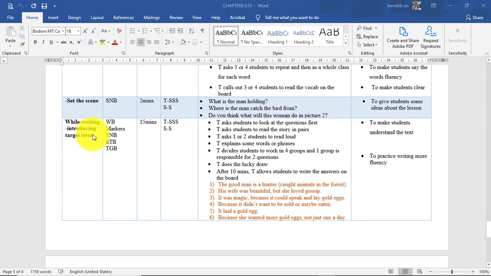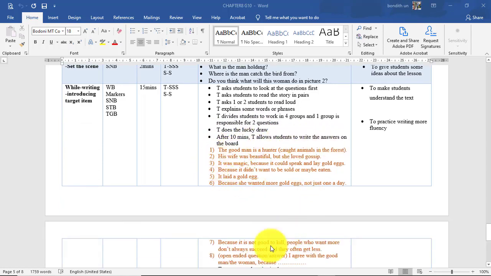After that, while writing, I will spend 15 minutes. I ask students to look at the questions first in their book, to help them understand the text. Then the teacher asks students to read the story in pairs, and asks 1 or 2 students to read aloud, and I explain some words or phrases. Then I divide students into 4 groups, and each group is responsible for 2 questions, and I do a lucky draw for answering the questions. After 10 minutes, I allow students to write the answers on the board. The purpose is to practice writing more fluently.